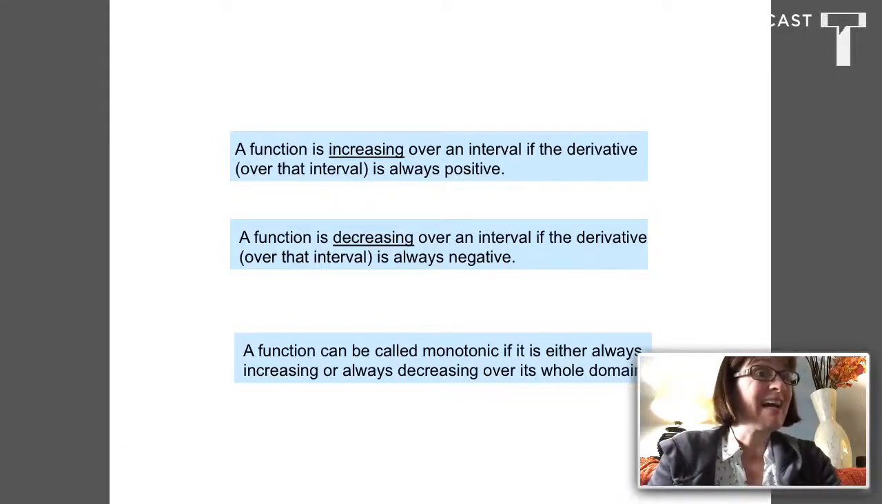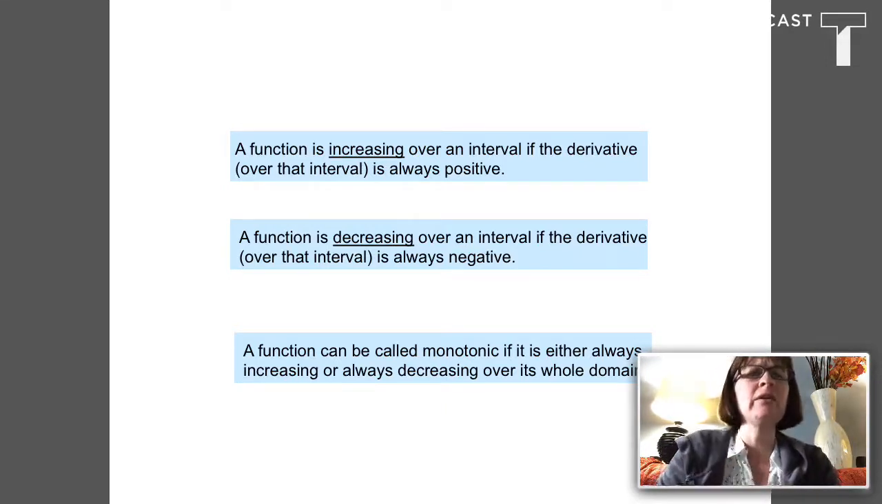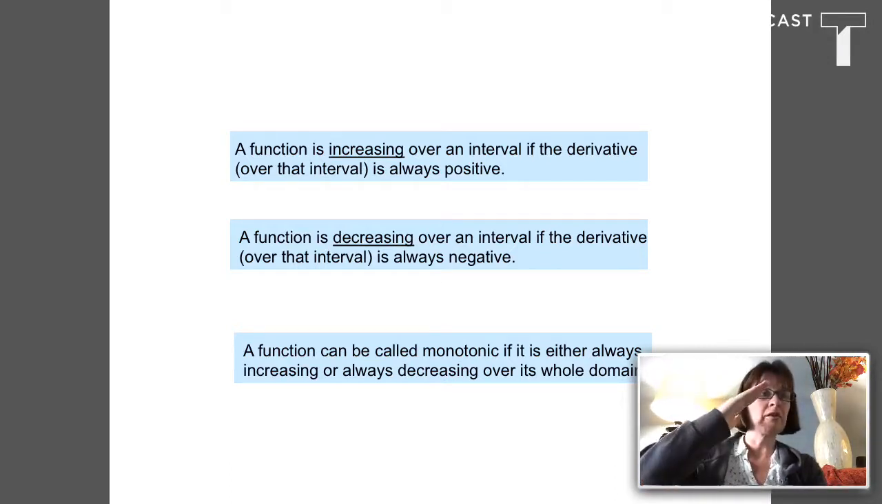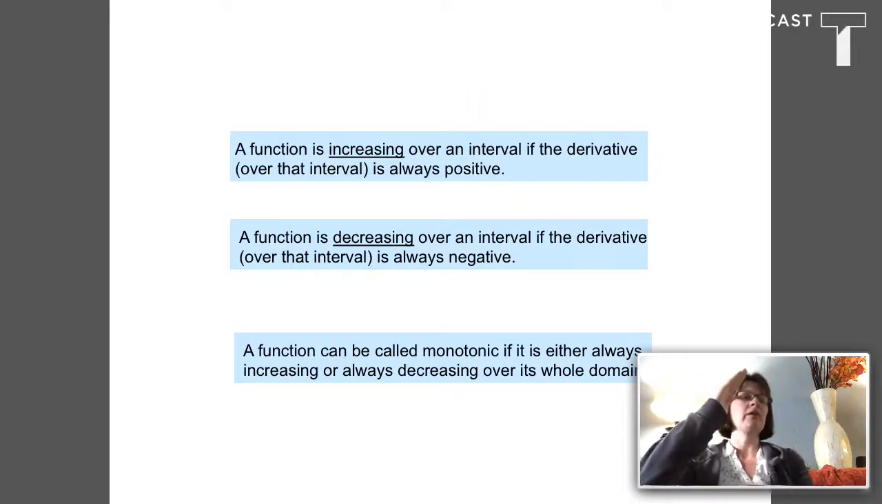Chapter 3 was all about how to take derivatives of functions. Chapter 4 is about solving problems using that skill. So key to this chapter is this idea. A function is increasing over an interval if its derivative is positive. Remember, derivative is slope. So if a function slopes uphill, it's increasing and it has a positive derivative. So that's what we can conclude.